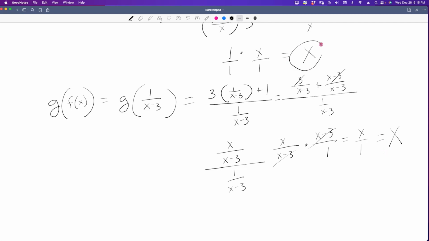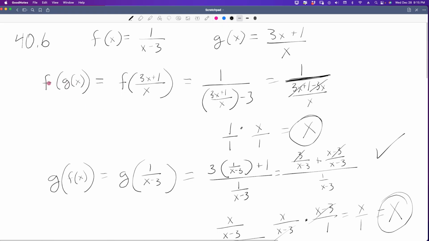So because this resulting value is the same as this resulting value, these are inverse functions to one another. So that is how we would check to see if we have inverse functions. First, you start with one inside the other, and then you flip it, and you do the other one inside the first one. And that's all we have for lesson 40.